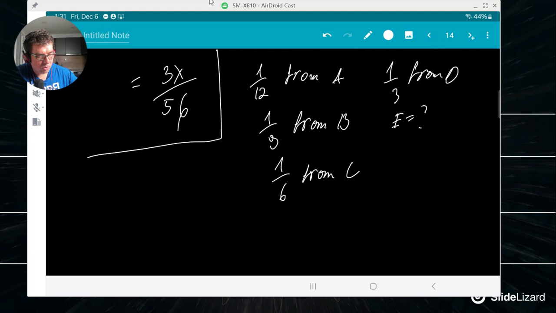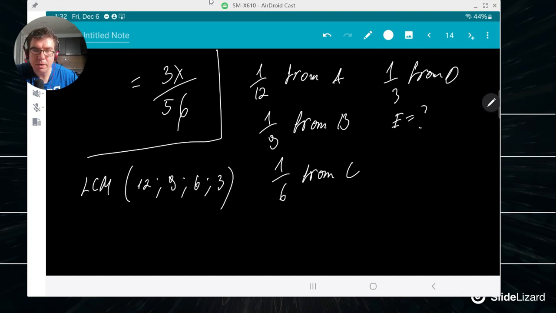Okay, so we are looking for the LCM, the least common multiple of 12, 9, 6 and 3. Do you see how this topic is related to the previous one? We're using LCM and GCD all the time. Least common multiple, greatest common factors. So what is the least common multiple of these numbers?